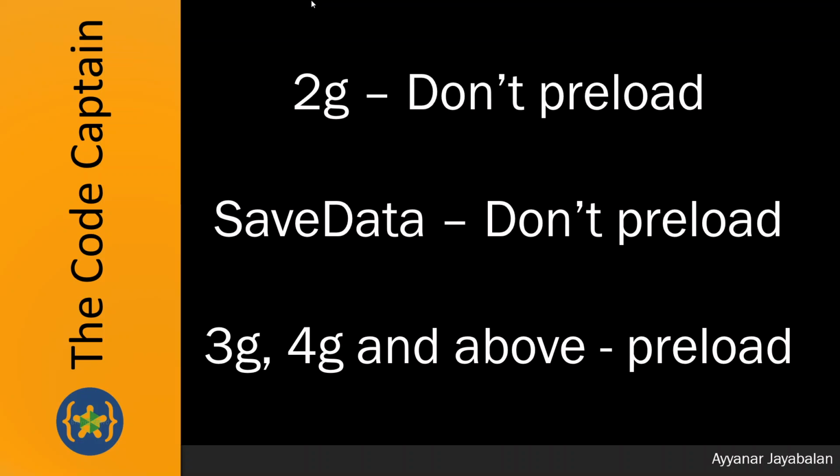If our connection speed is 3G or 4G or above, then we can preload the modules. In that way, our application will perform better, depending upon the speed of our network. Let's get into the implementation of how we can implement a network speed based preloading strategy.